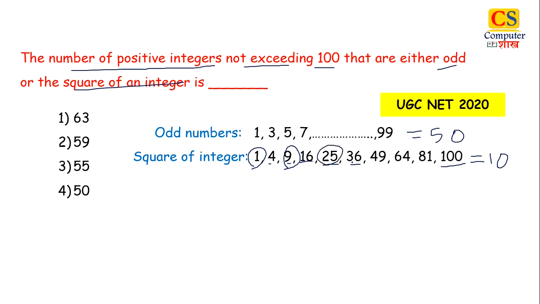Your 25, 49 and 81. These 5 numbers are repeated. So that is why rather than taking 10 numbers from squares of integers, we will take only 5 numbers. These numbers will be 4, 16, 36, 64 and 100. So in total we will have 50 plus 5, 55 numbers, because these numbers should be unique. So the right answer will be option 3, 55.